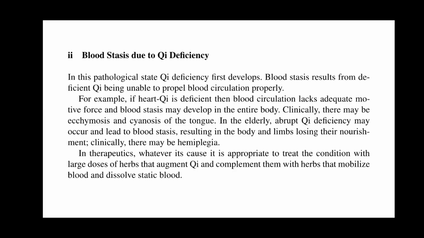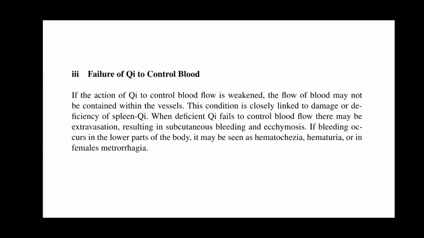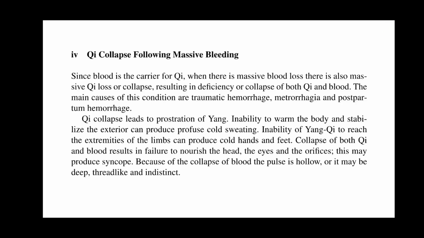In therapeutics, whatever its cause, it is appropriate to treat the condition with large doses of herbs that augment Chi and complement them with herbs that mobilize blood and dissolve static blood. Next is failure of Chi to control blood. If the action of Chi to control blood flow is weakened, the flow of blood may not be contained within the vessels. This condition is closely linked to damage or deficiency of spleen Chi. When deficient Chi fails to control blood flow, there may be extravasation resulting in subcutaneous bleeding and ecchymosis. If bleeding occurs in the lower parts of the body, it may be seen as hematochezia, hematuria, or in females, metrorrhagia.